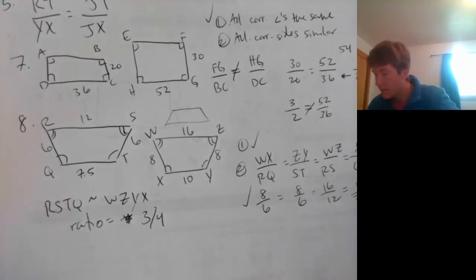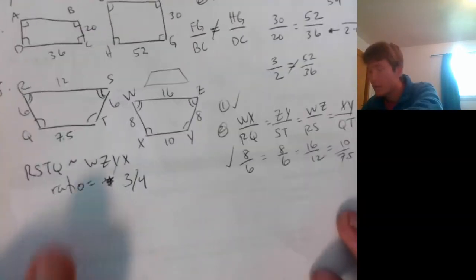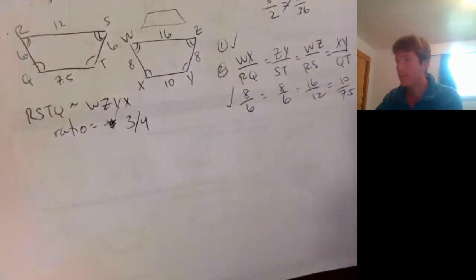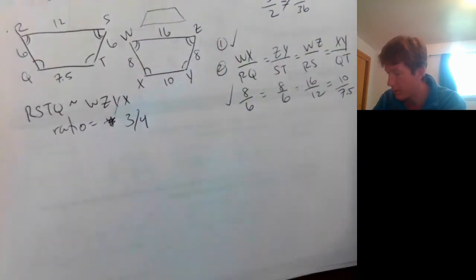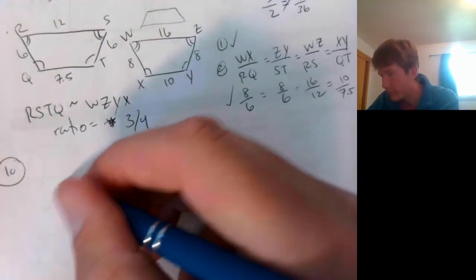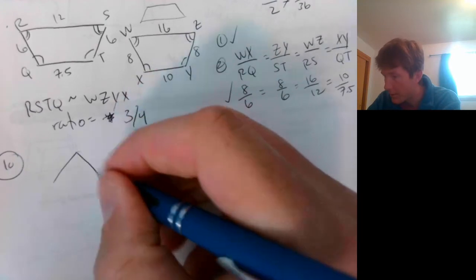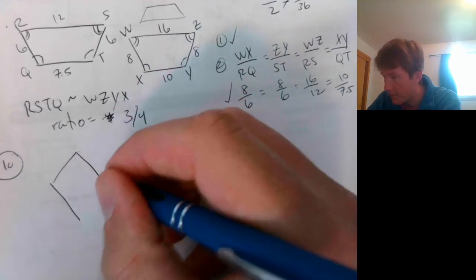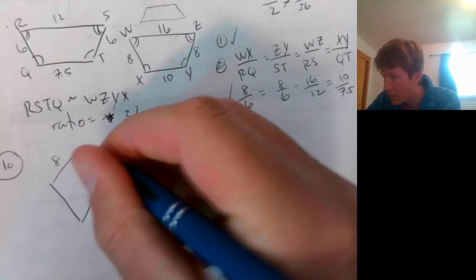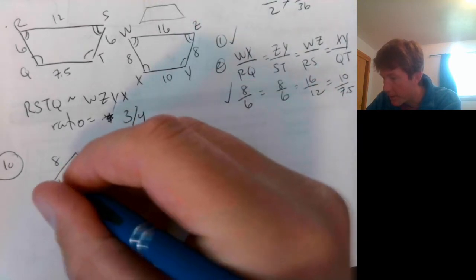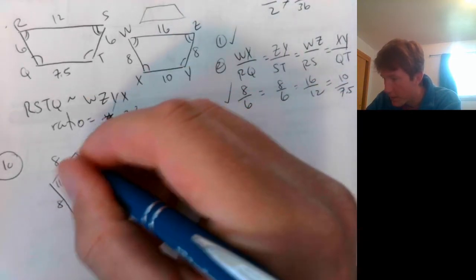Alright, go ahead and turn the page. A lot of these ones, huh? Are the polygons similar? If so, explain, etc., etc. I'm going to skip number 9. Let's go to 10. Here I've got 2 kites. These actually look like rhombuses. 8, 8, 8, and 8. This is 110, 110. These are similar.